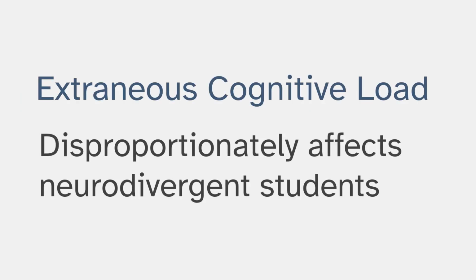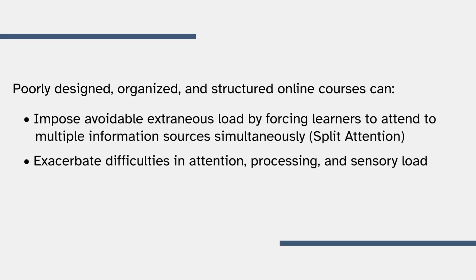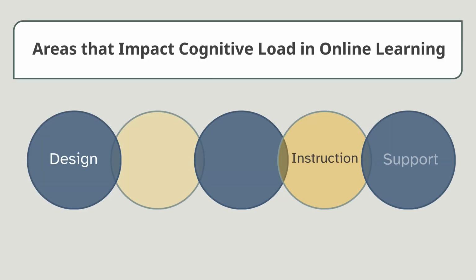Intensified extraneous cognitive load disproportionately affects neurodivergent students. Poorly designed online courses can impose avoidable extraneous load by forcing learners to attend to multiple information sources simultaneously, known as split attention, and exacerbate difficulties in attention, processing, and sensory load. Several critical areas can impact cognitive load in online learning, including design, delivery, environment, instruction, and support.